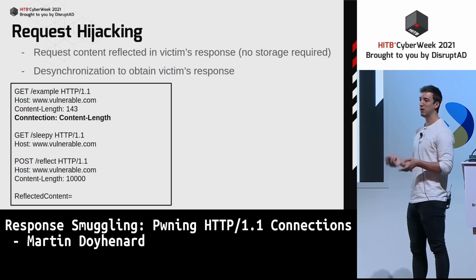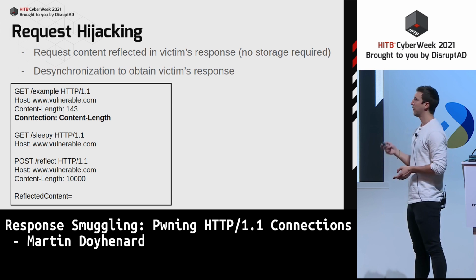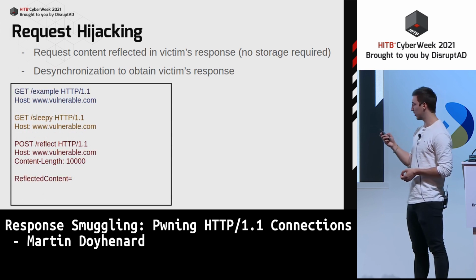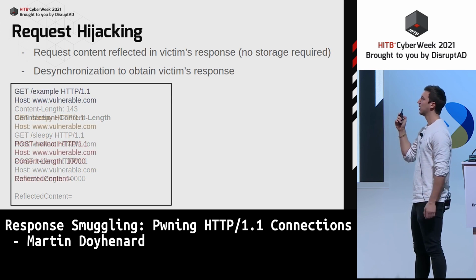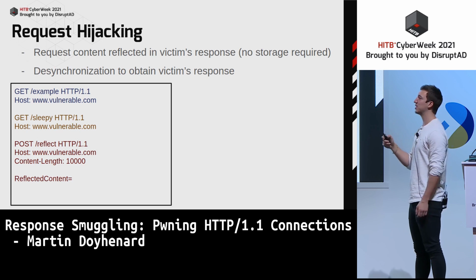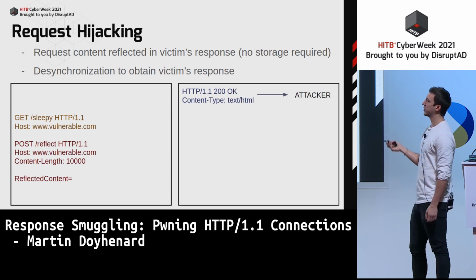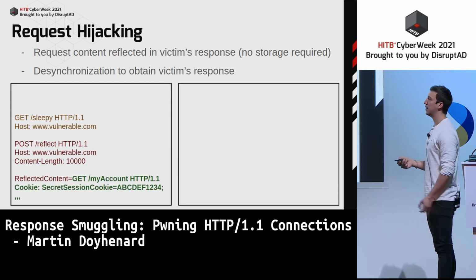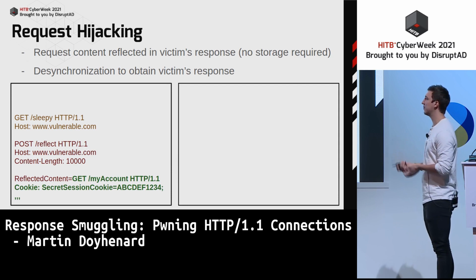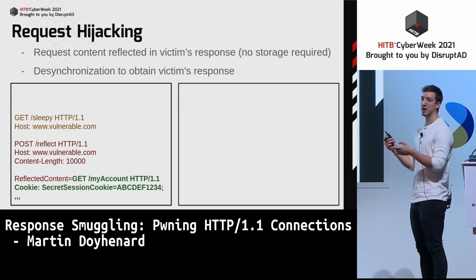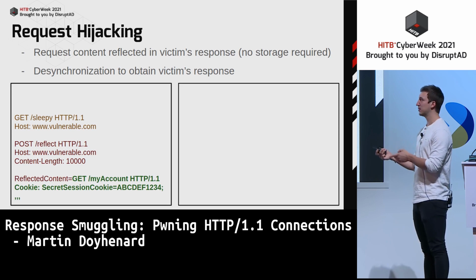The idea is we will use a reflection and then a desynchronization to obtain the victim's response. In this example, we send one request that will be forwarded by the proxy. The backend will receive this and split it into three different requests. The first request will create a response that will go back to the attacker. And now the proxy will be able to receive another request from, for example, a victim, and will forward it back to the backend. When the backend receives this, it will concatenate it with the last request.